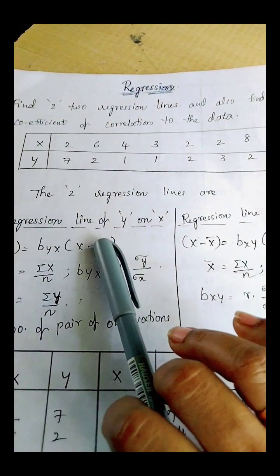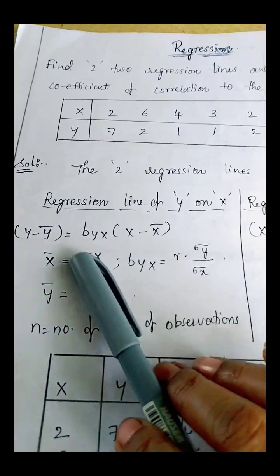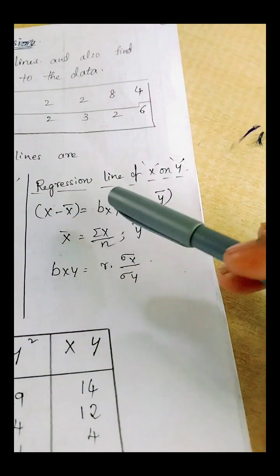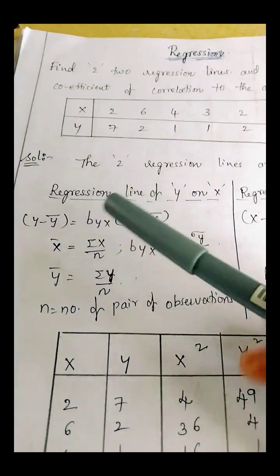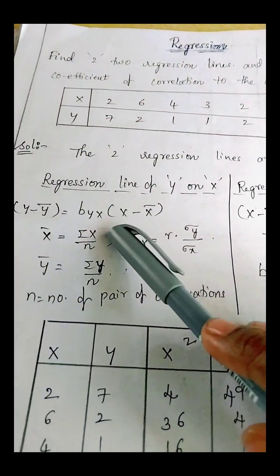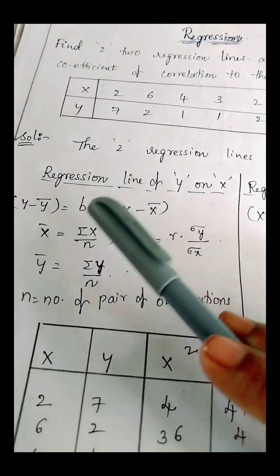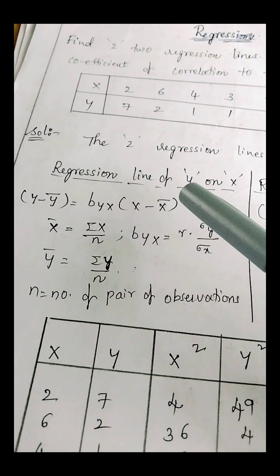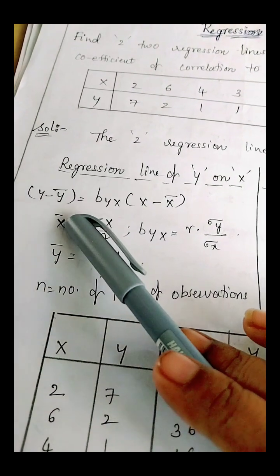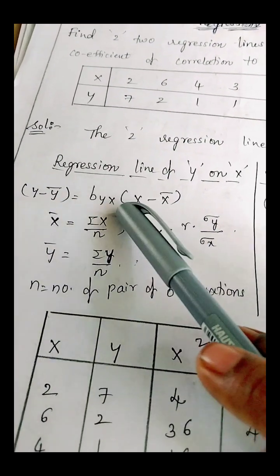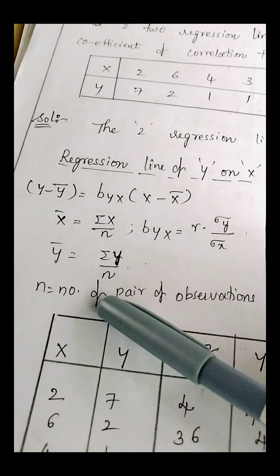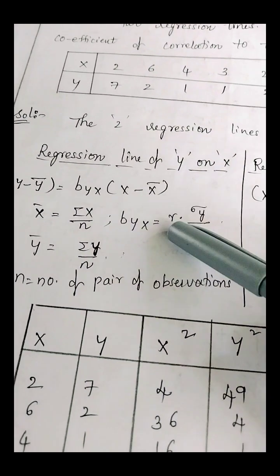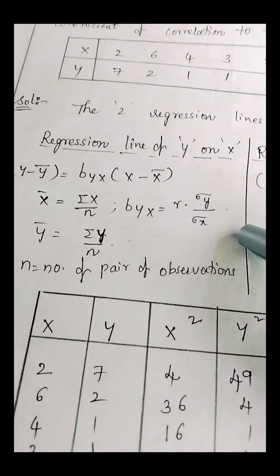regression lines. As you already know, there are two regression lines. The first one is the regression line of y on x, and the second one is the regression line of x on y. Here, the regression line of y on x is y minus y bar equals byx into x minus x bar. For this type of data, you have to find out x bar and y bar, and you have to find out byx. So x bar is summation x by n, and y bar is summation y by n, where byx is r into sigma y by sigma x.